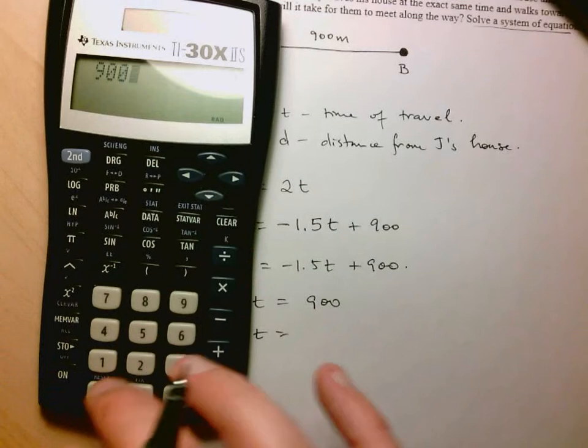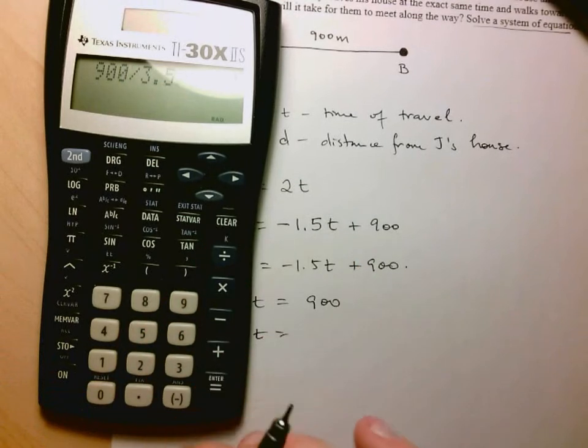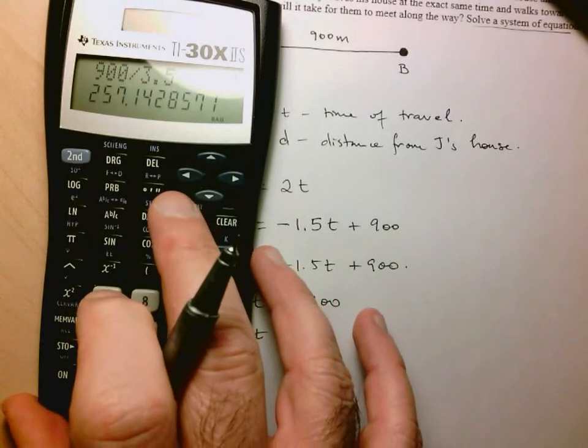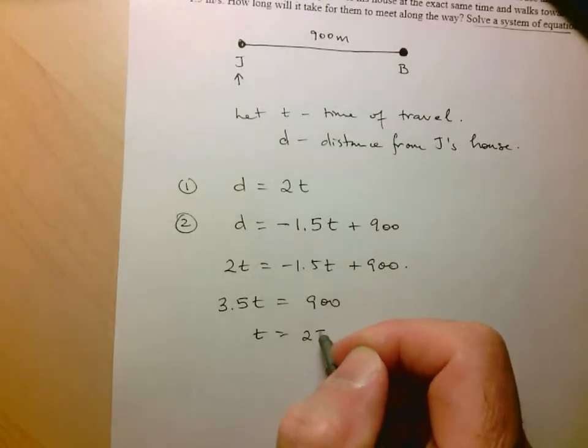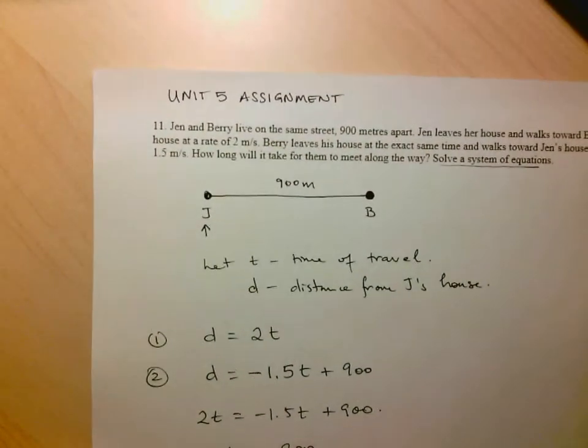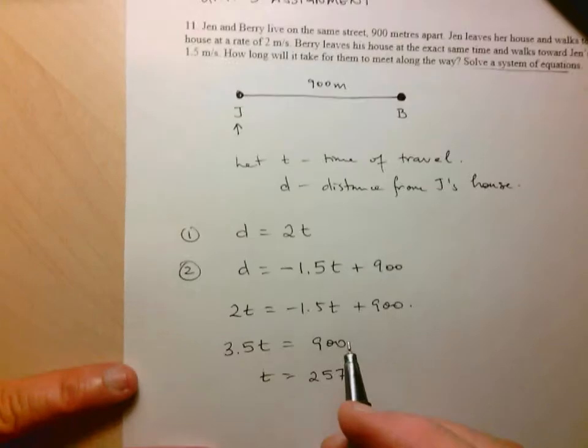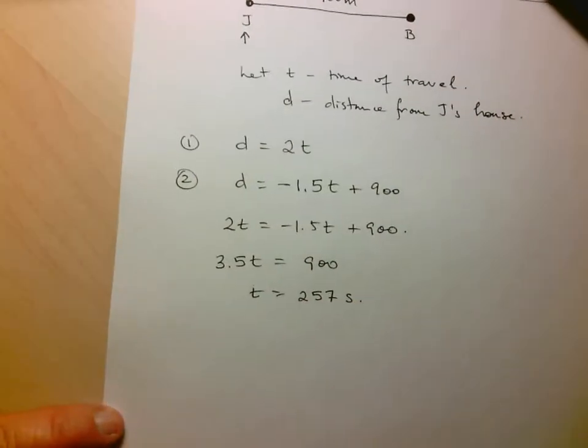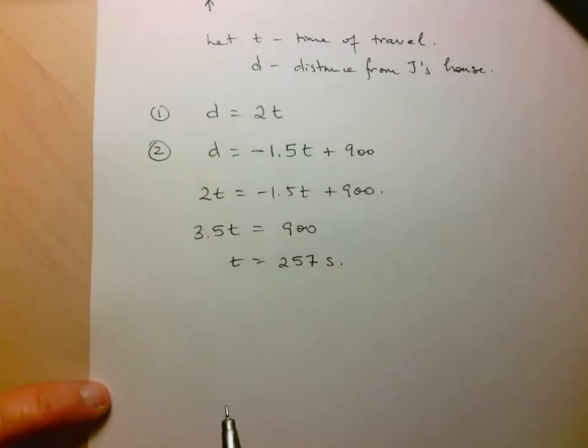And so t is going to be equal to, get a calculator out, 900 divided by 3.5, which is 257. We see here that the time unit is seconds, so 257 seconds. That's how long it's going to take for them to meet.